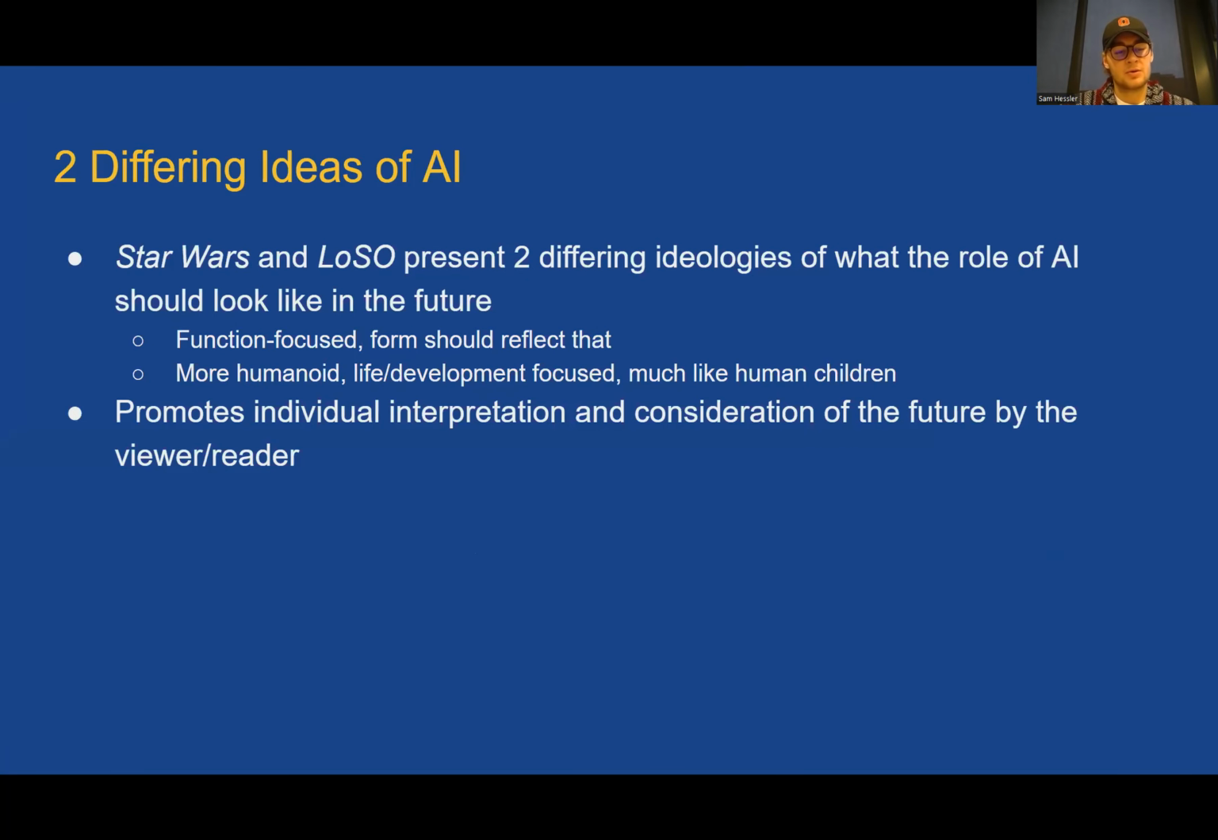These contrasting portrayals of AI technology form two schools of thought about AI. First, AI should be designed to fulfill a singular purpose effectively and efficiently. That's what we see in Star Wars with the droids. The second school of thought is that AI are meant to be more than a function and should be able to exist outside such rigid boundaries, kind of like humans do. And this is the ideology that's presented in the life cycle of software objects.